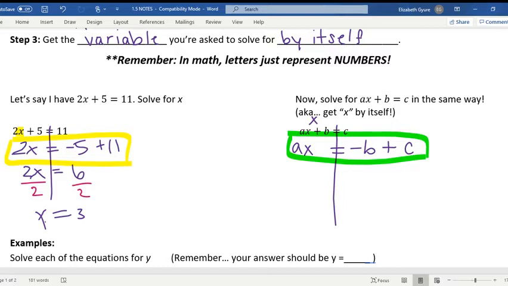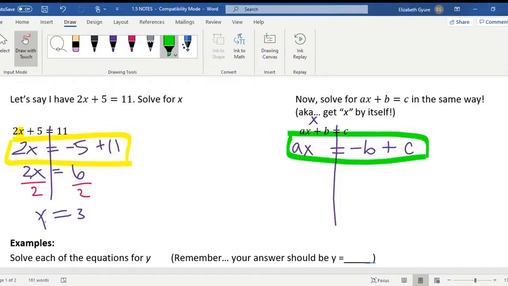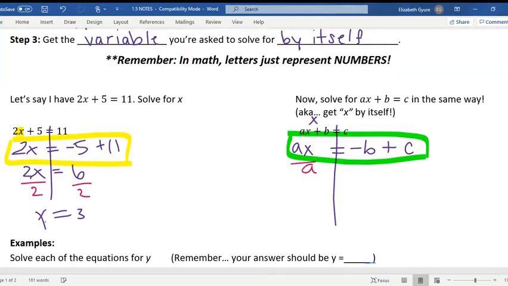So we still want to get x all by itself here, right? Okay. So that means we have a times x. What's the opposite of multiplying? Dividing. So we want to get rid of our a, and we want to divide through by a. So we're going to divide by a. Now, if you look at the other side, though, do I just get to pick and choose what I divide by a?